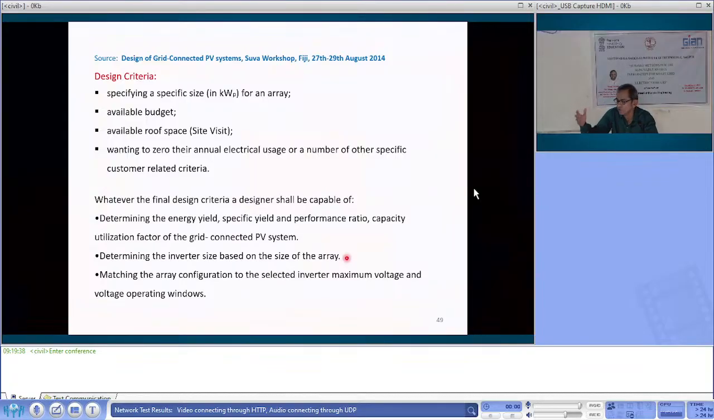और स्टूडेंट्स do not know, faculty do not know CAD. Therefore they design the complete system with number of panels and inverters and everything, but वो जो structure का drawing है, steel structure which is done using CAD, that knowledge, that skill is required. Available roof space, wanting to zero their annual electrical usage.